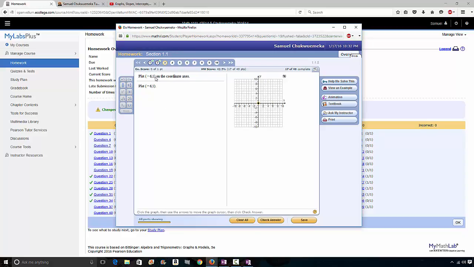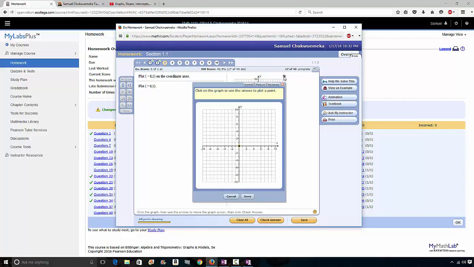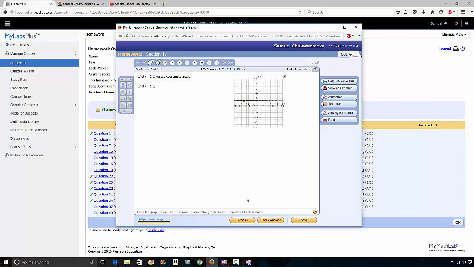Here you want to plot (-6, 1). So this means that the x is -6 and the y is 1. So you come over here. x is -6 is right here, and then y is 1 right here. Okay. Save. Check answer.